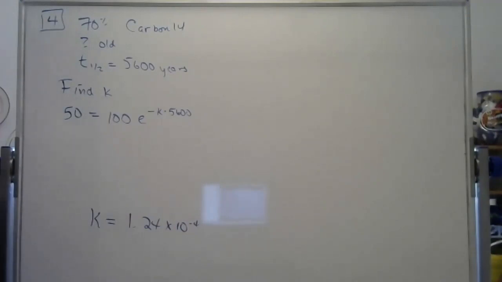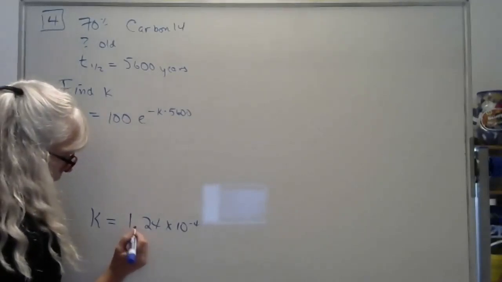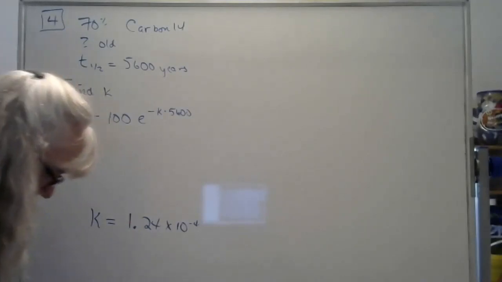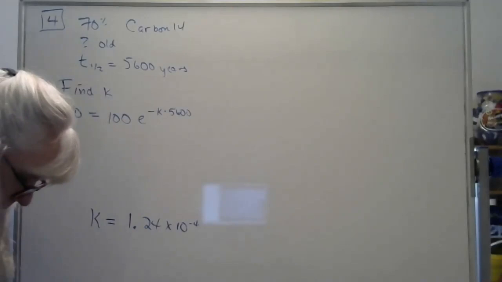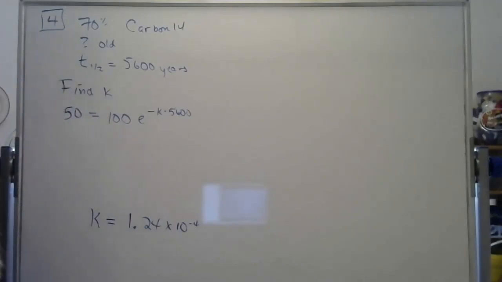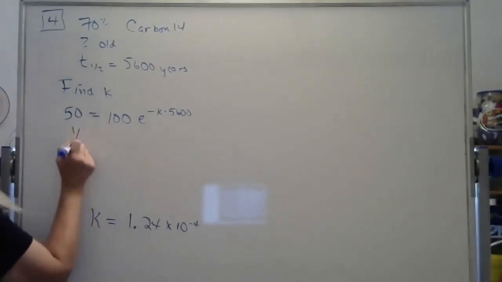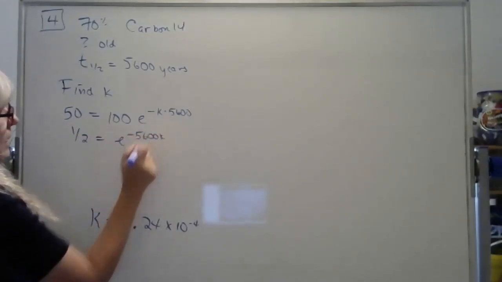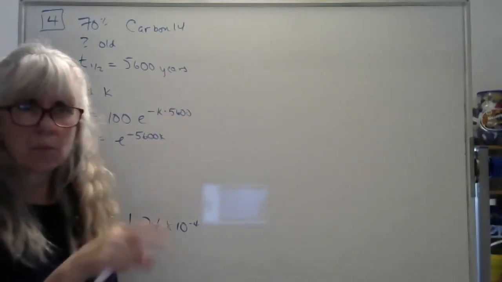So I ended up with 1.24 times 10 to the negative fourth. Is that what you got? Yeah, that's what I got. Yay! Rich? Let me see. Okay. Yeah. Nicely done.